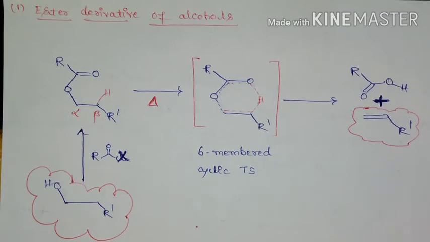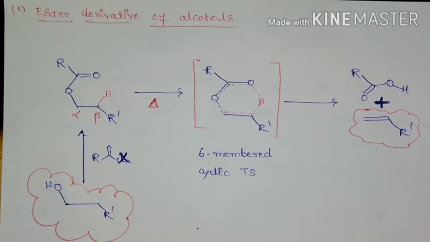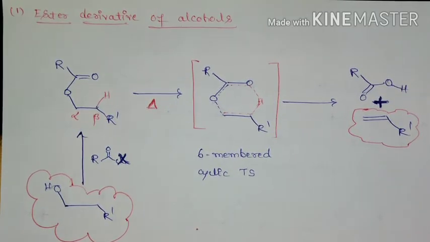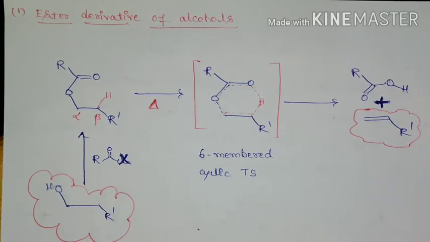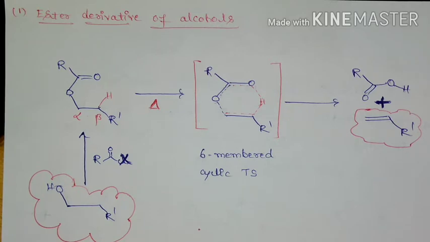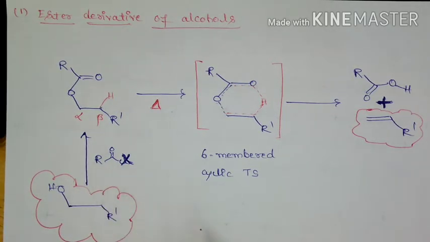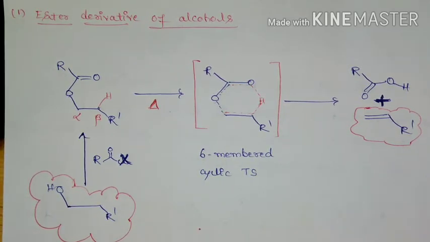Ester derivatives of alcohols will undergo pyrolytic elimination. Pyrolysis means the reaction takes place at higher temperature. If we take an alcohol and react it with acid chlorides, or you can take an acid derivative, we get an ester derivative.